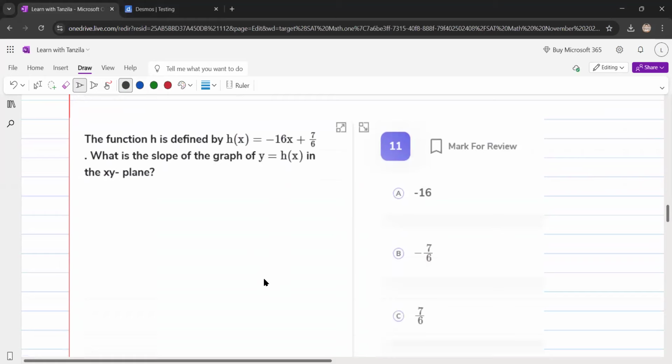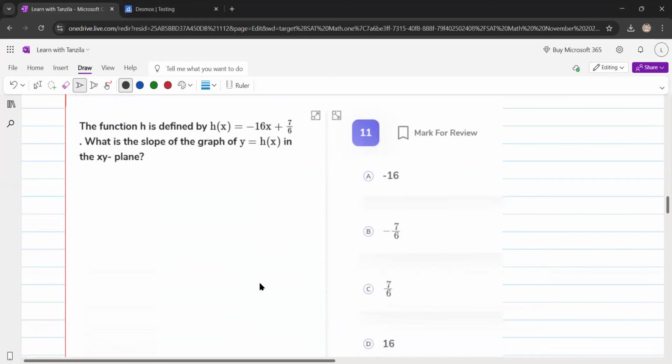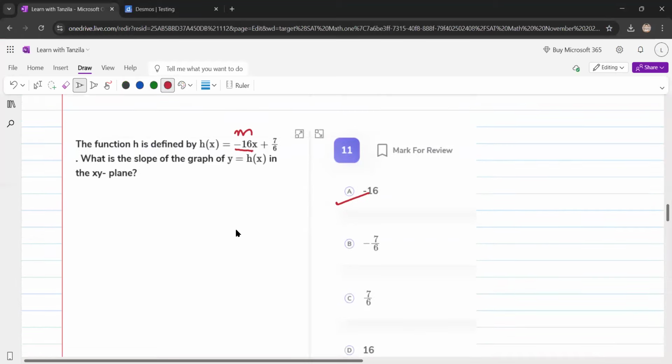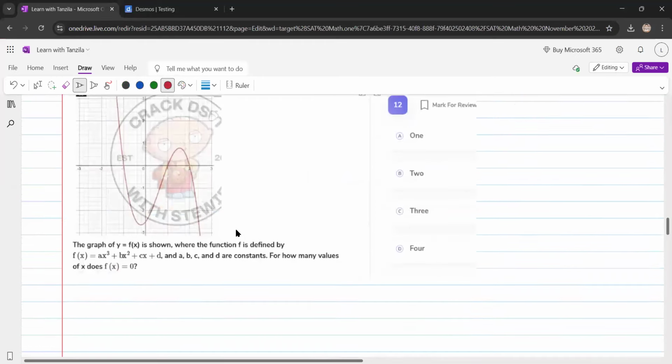Going next to question 11. Now the function h is defined by h of x equals negative 16 x plus 7 over 6. What is the slope of the graph y equals h of x in the xy plane? What kind of question is this? This is simply in slope intercept form, no? y equals mx plus c. So this is the slope. This is m. Negative 16 is your answer. Your answer is A. Literally, you just need to look at the question and you are done.